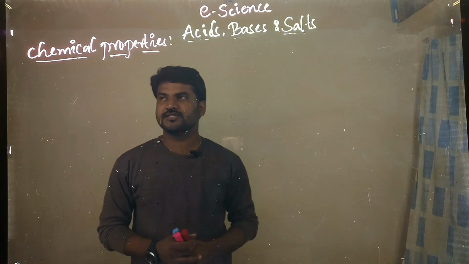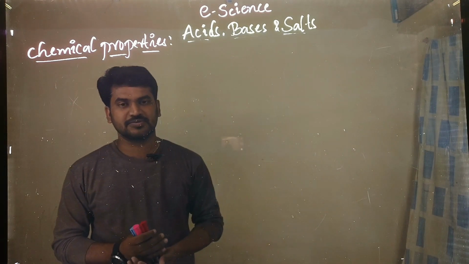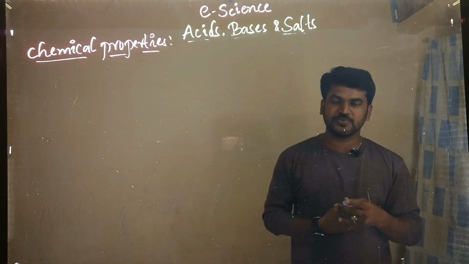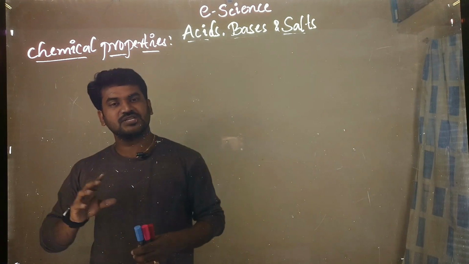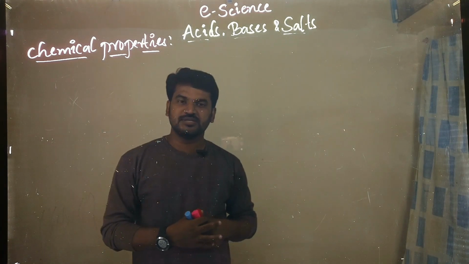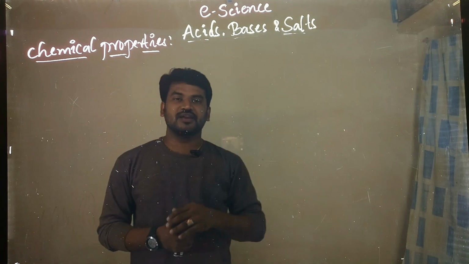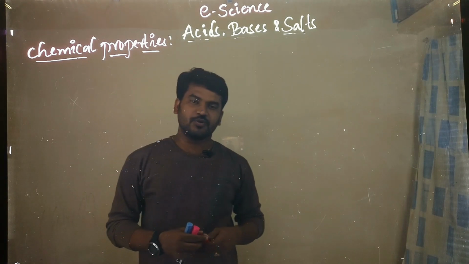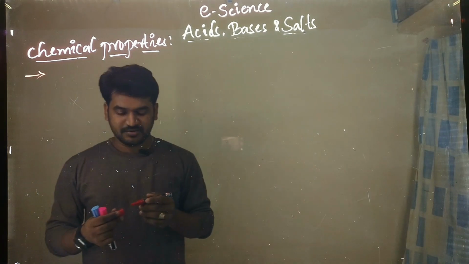Okay children, let us discuss chemical properties of acids, bases and salts. First of all, what is meant by physical properties? Till now we discussed how they physically appear, right? So these are called physical properties. Chemical properties: what is meant by chemical properties? That is how they react chemically with other chemicals. Let us discuss the chemical properties of acids and bases.